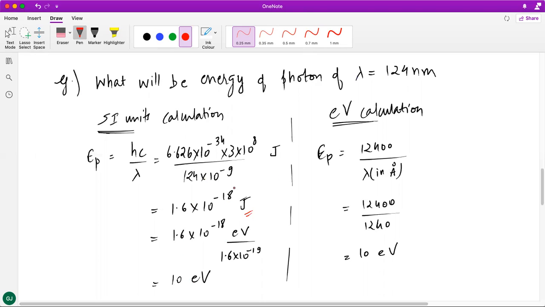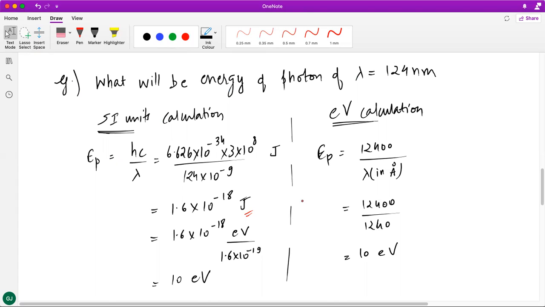Now I can get the same answer by using this formula, 12400 upon lambda in angstrom. Since the lambda was given in nanometer, 124 nanometer will be 1240 angstrom. So I substitute over here and get the energy of photon as 10 eV. So this is a technique which helps in solving the questions in a much faster manner. You will find that many questions in the booklet are going to be based on this, where doing calculations in eV will be much, much faster.